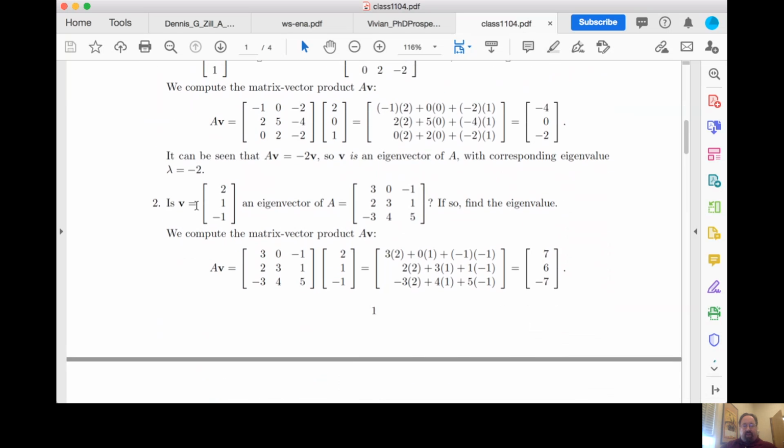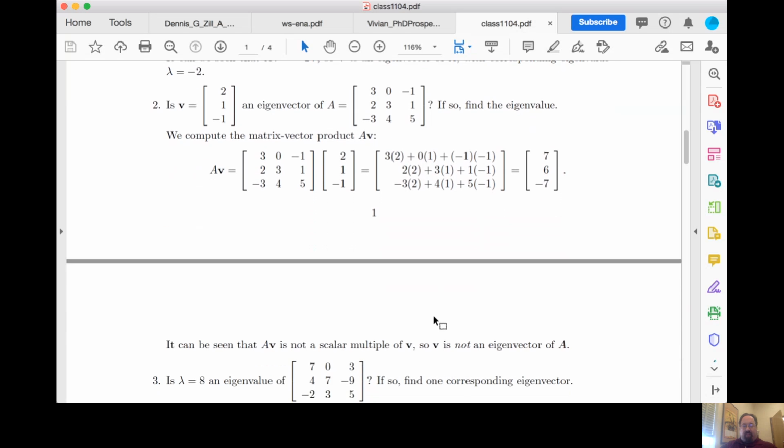All right, here's another problem of the same kind. Is this vector an eigenvector of this matrix? So we go ahead and compute A times V, a standard matrix vector product, and we get this: 7, 6, minus 7. And if we compare this vector to this one, we see that it is definitely not a scalar multiple of V, because that would require that the first entry must be twice the second, which is not true. So as soon as you have something like that not hold, then you know it is not an eigenvector.